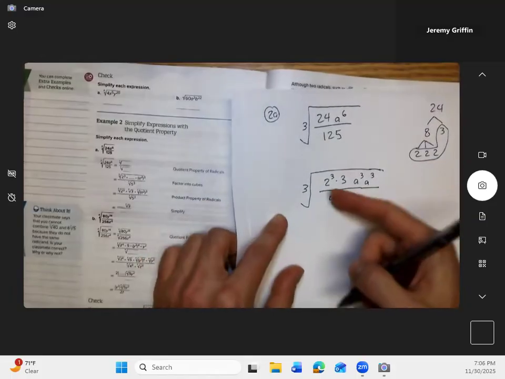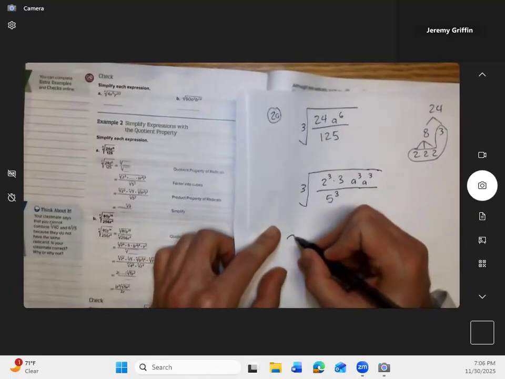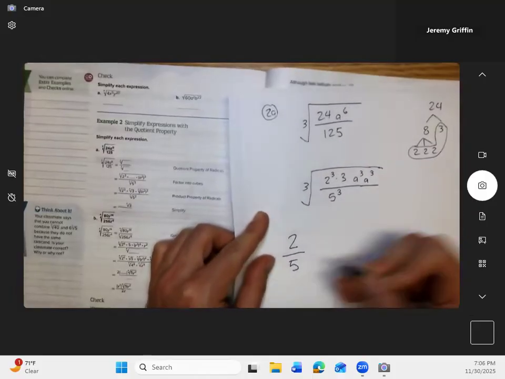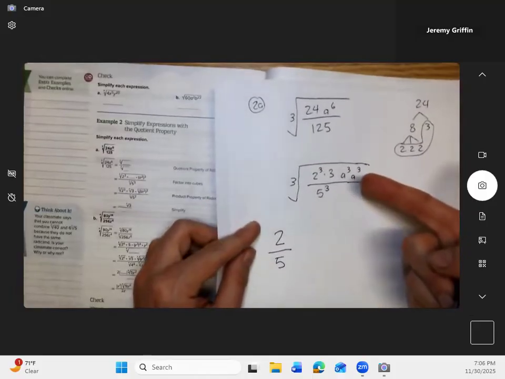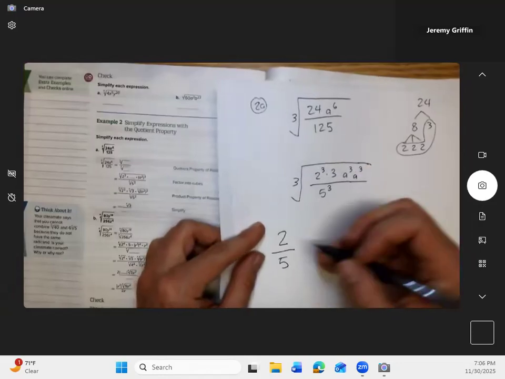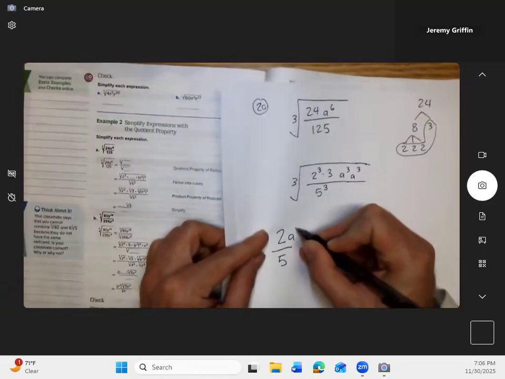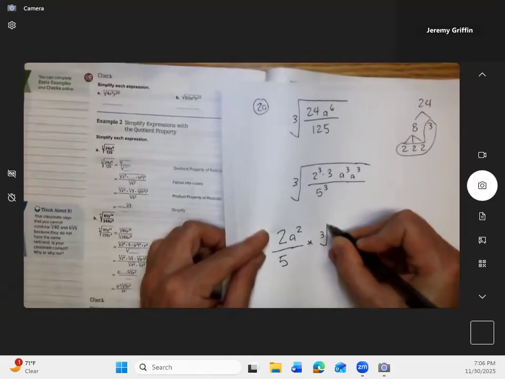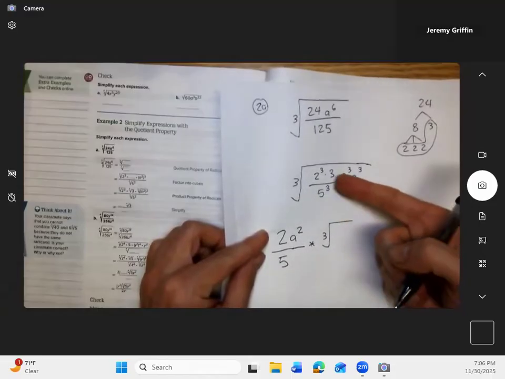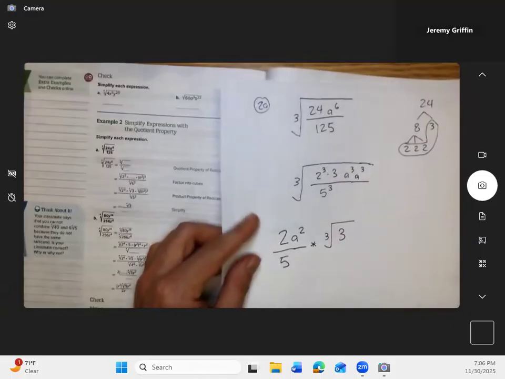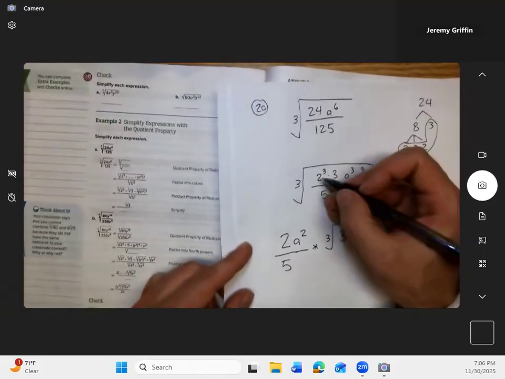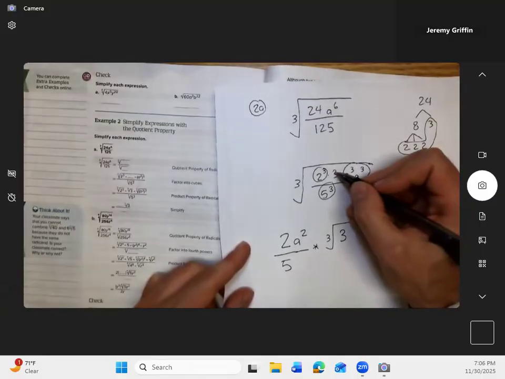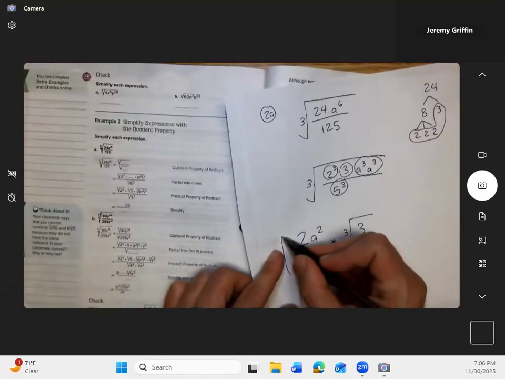All right. So what can I do? I can pull out a 2 on top. I can pull out a 5 in the bottom. Nice, I got that. And I can also pull out an a there and another a there. Now those are multiplied, so a times a gives me a squared. And multiply it by the cube root, and I still have this 3 there, so I've got cube root of 3. And that's it. I pulled this out, I pulled this out, I pulled both these out, and this guy's left. So that checks all my boxes.